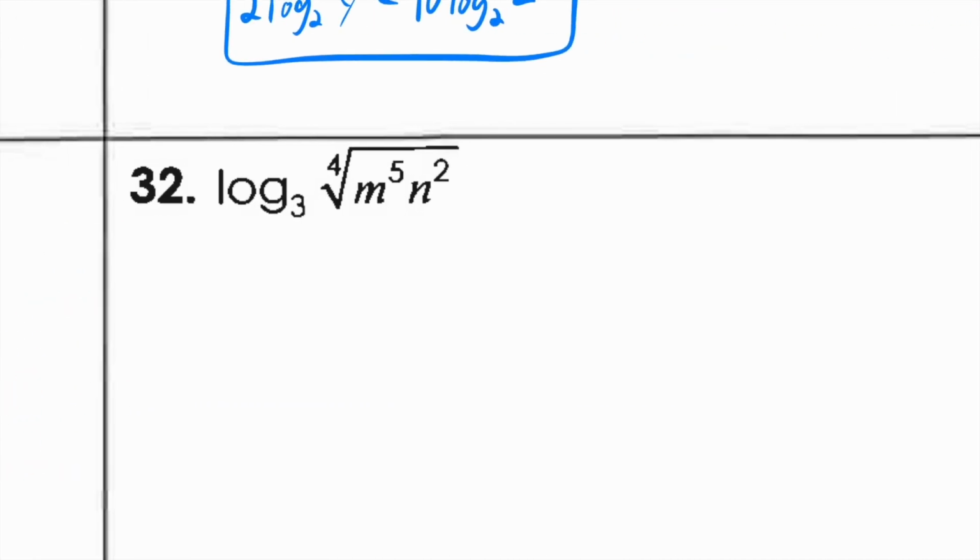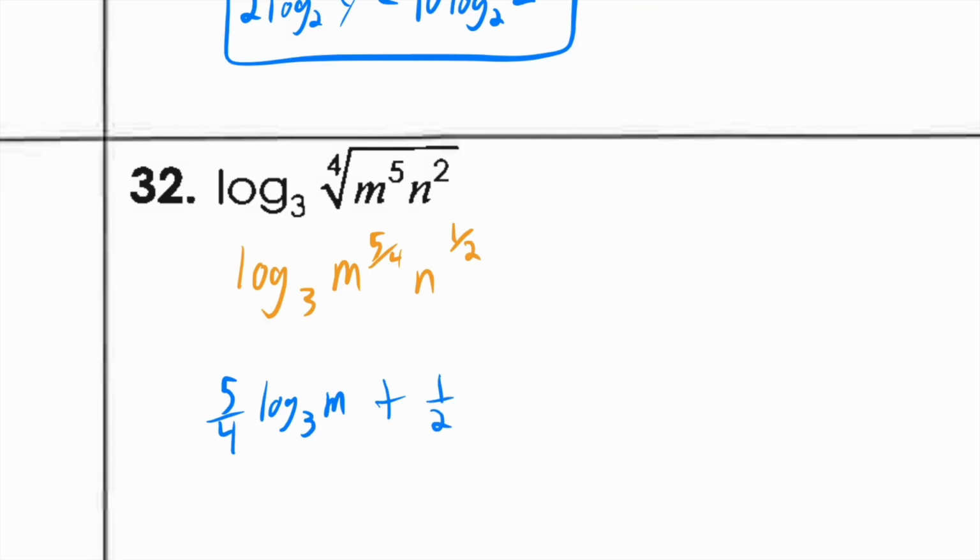Number 32, I'll do the same thing where I make these individual exponents. So log base 3 of m to the power of 5 over 4, and then n to the power of 2 over 4, which simplifies to 1/2. And so now as I make this two separate logs, I'll do 5/4 times log base 3 of m plus 1/2 times log base 3 of n.